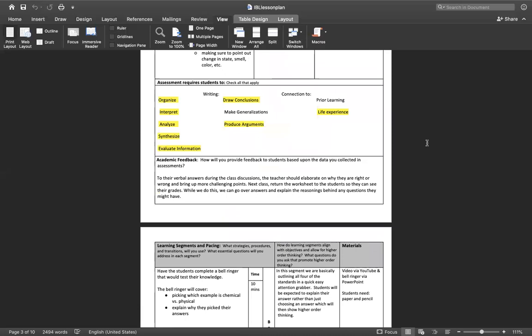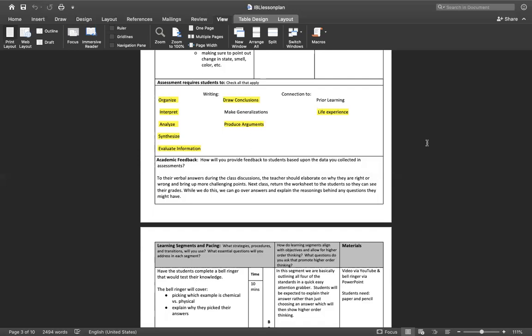Then the assessment requires the students to, and there you'll see we highlighted the ones that we chose, it would require them to do higher order thinking, where they're having to think outside the box and compare it to real life scenarios.